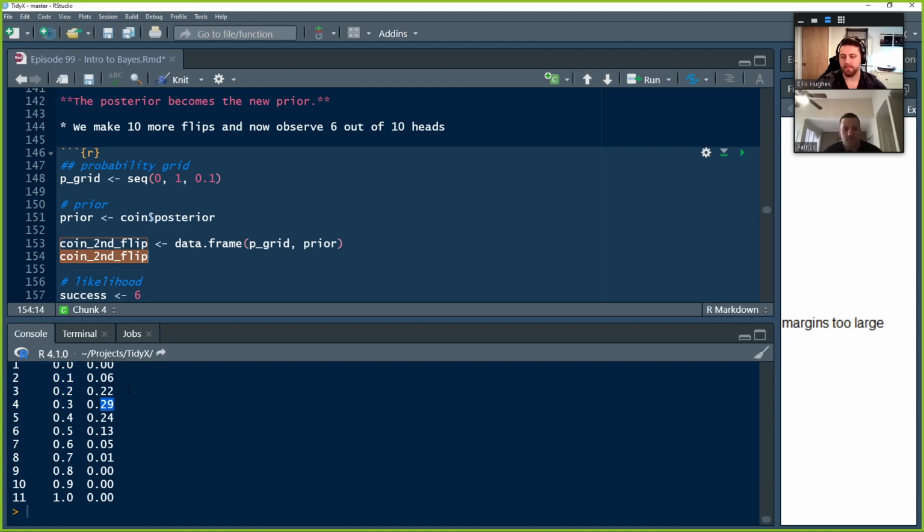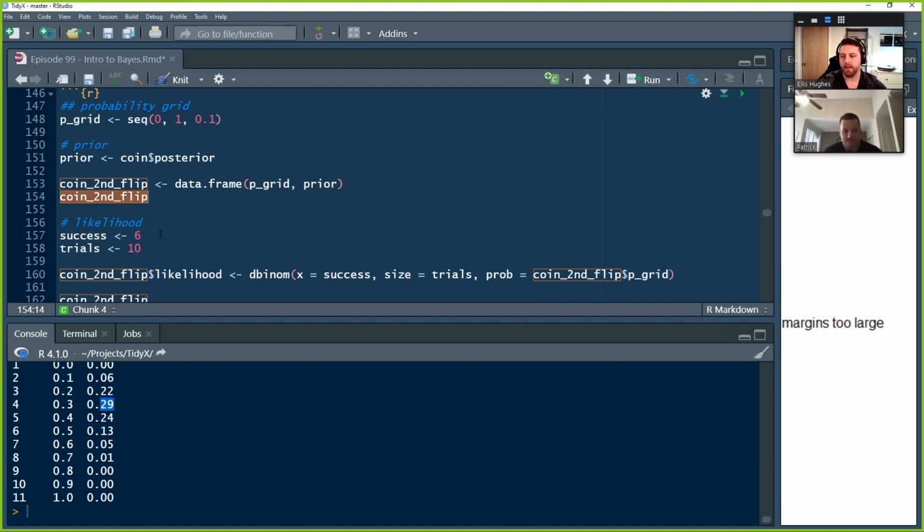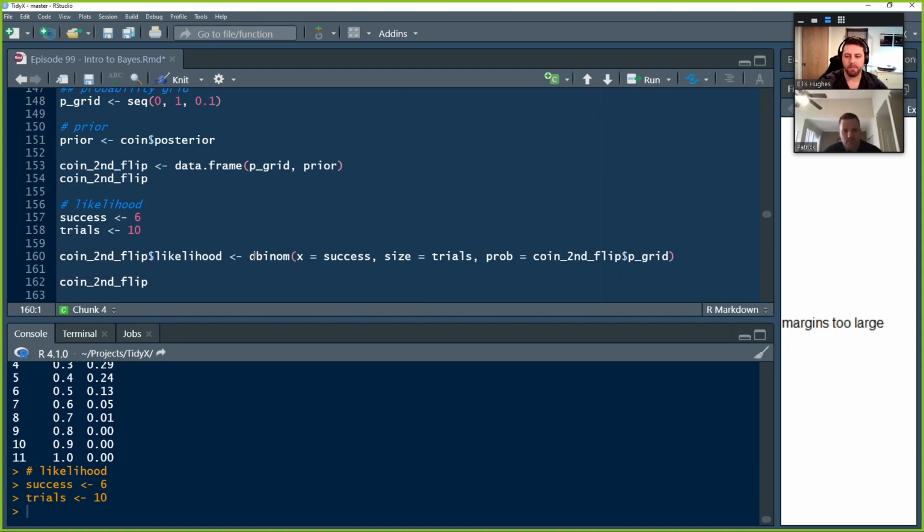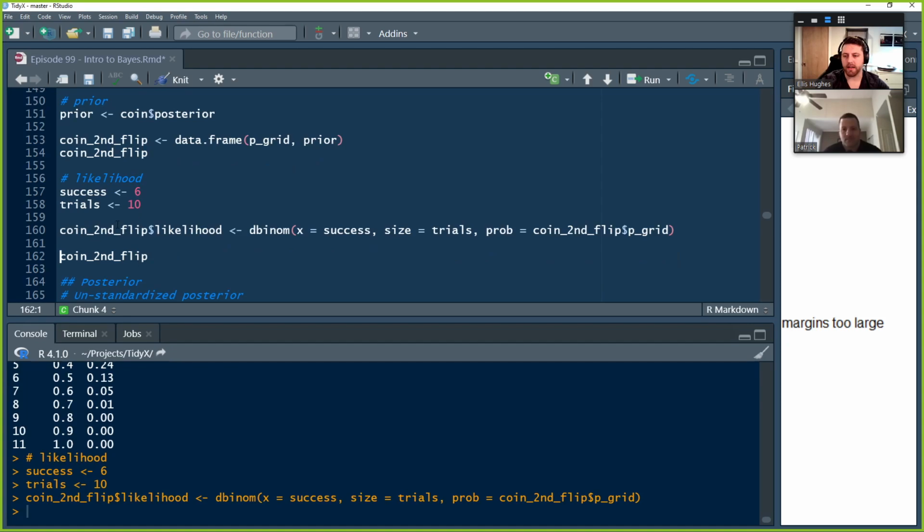And this is our last prior that we calculated. But now we're going to set success to be 6 and trials to be 10 and run it back through the dbinom to get the probability given 6 successes out of 10. So that updates our likelihood.